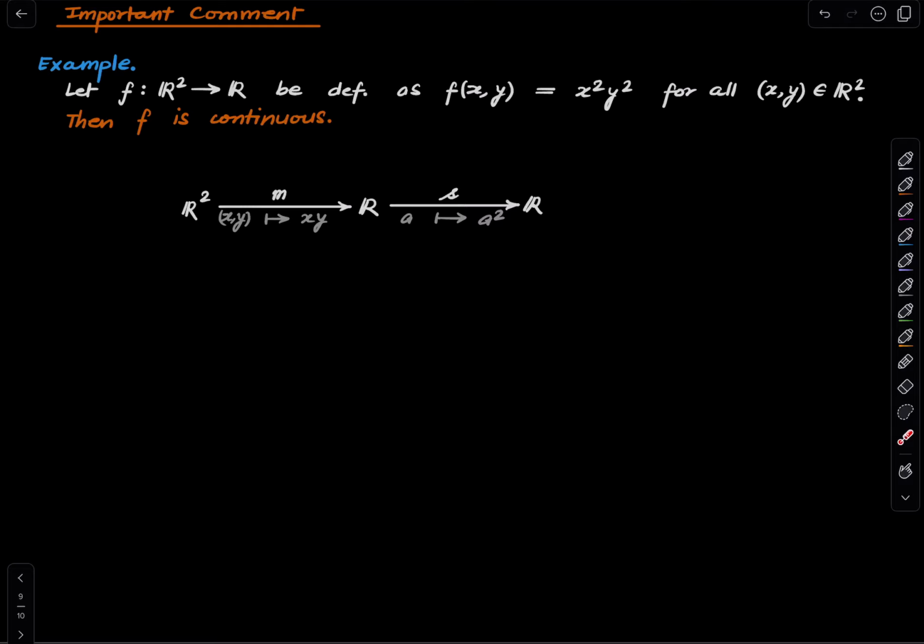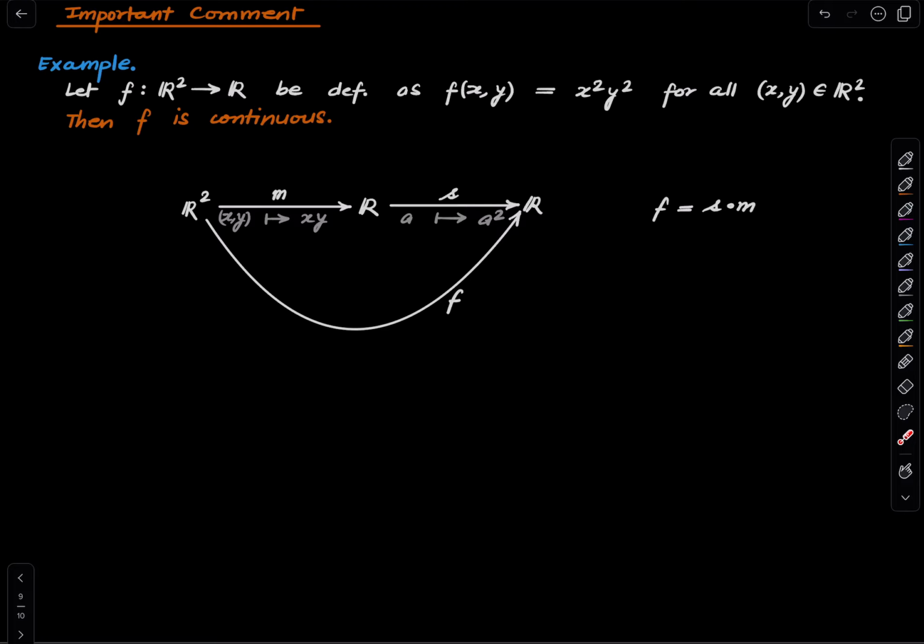Okay. But what is the combined effect of these two? Or in other words, what is the composite of these two functions? The composite of these two functions is precisely the function f, because you start with (x, y), you first become the product, and then you become the square of it. That's what it does. So f is the composite of s and m. But this we know is a continuous function, using basic real analysis. And this we already proved is a continuous function. And we know that the composite of two continuous functions is again a continuous function. Therefore, f is continuous.